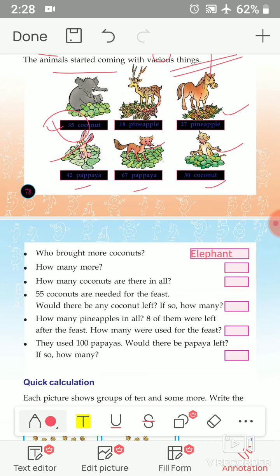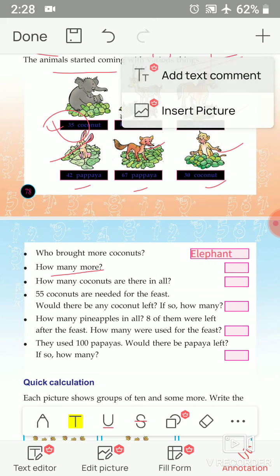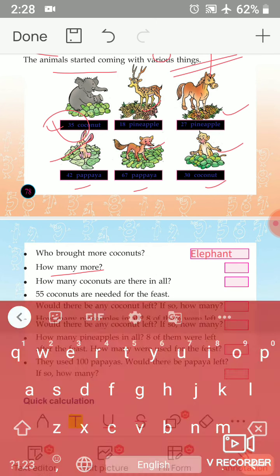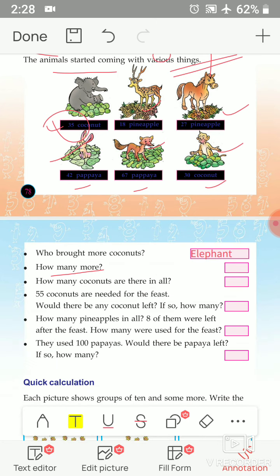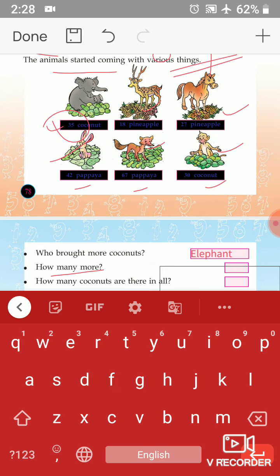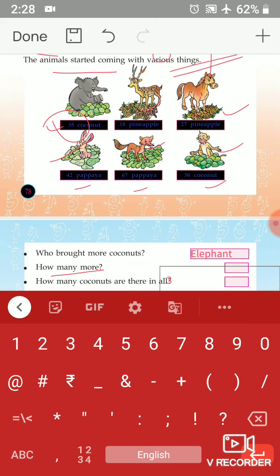Okay, then next question. How many more? Then what will we do? Yes, 35 minus 30. 35 collected by the elephant and the monkeys collected 30 coconuts.